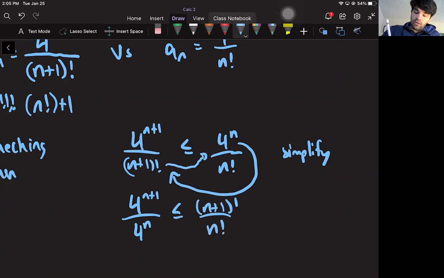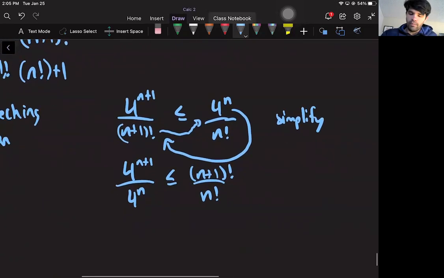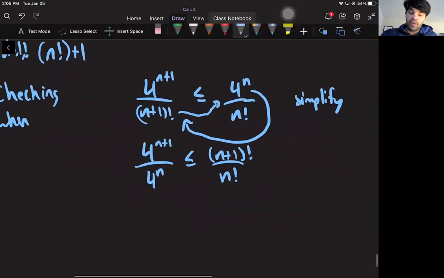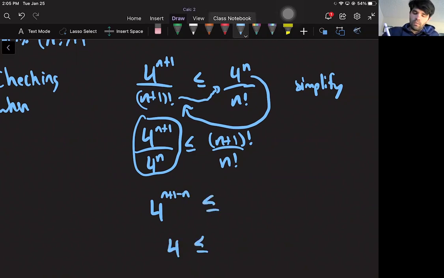And of course, there are other ways you can simplify it. I'm just giving you an efficient way that I've done ahead of time that I know will work. But you could try something else and it could work. Okay, so then simplify this on the left. What happens here? If you have two numbers with the same base divided by each other, you just have to subtract the powers. n plus 1 minus n. That's just going to give you 4 to the 1, which is 4.